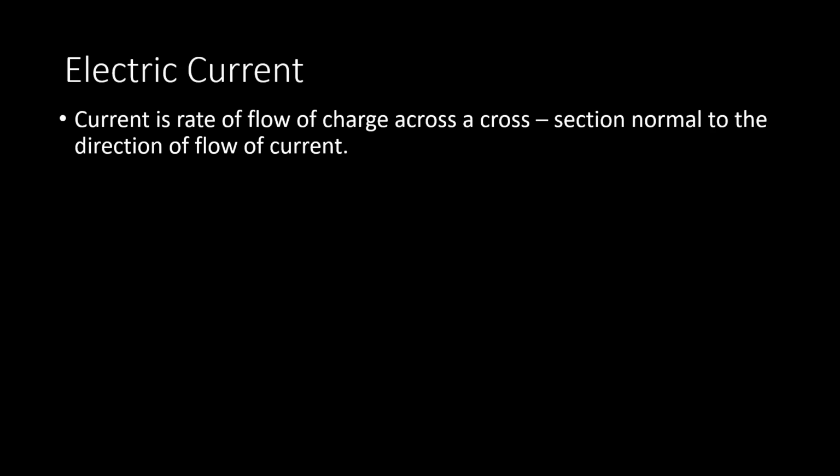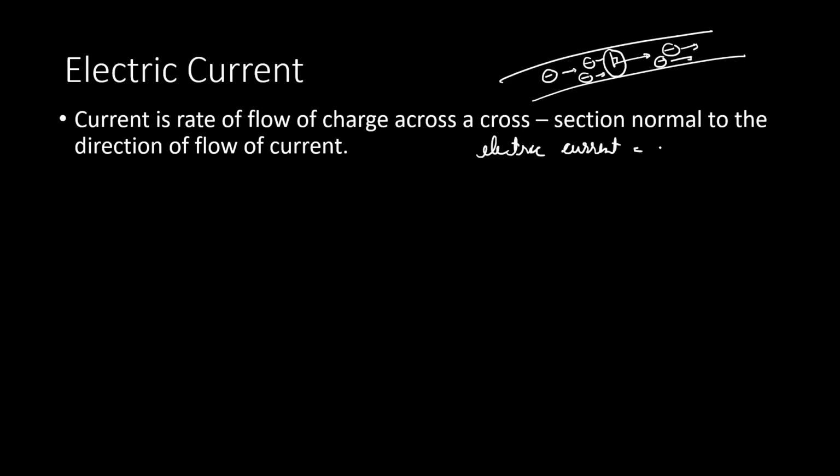Electric current. Now, current flowing in a wire means electrons are flowing inside a wire. That electric current is defined as follows. Electric current is the rate of flow of charge across a cross section normal to the direction of flow of current. If you have a wire like this, this is called a cross section of a wire, and normal means perpendicular to the wire. So when you have these electrons flowing in a wire, how much charge flows in a given time is called electric current.